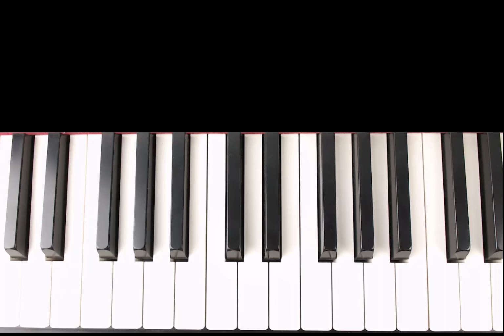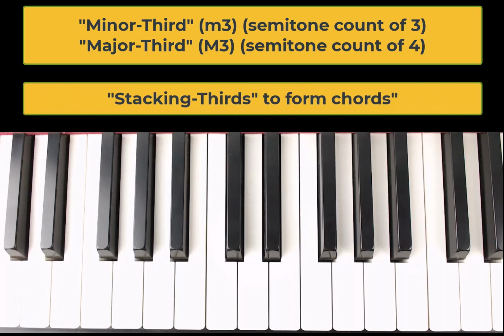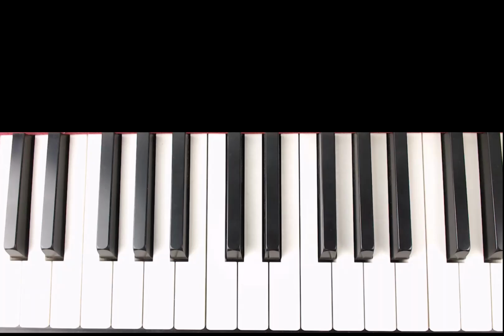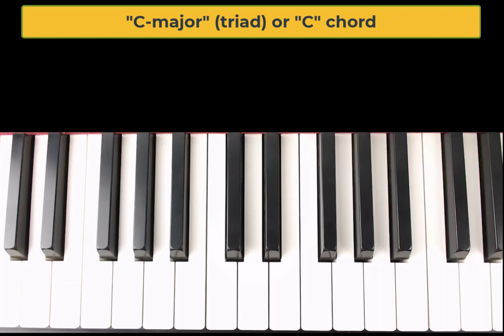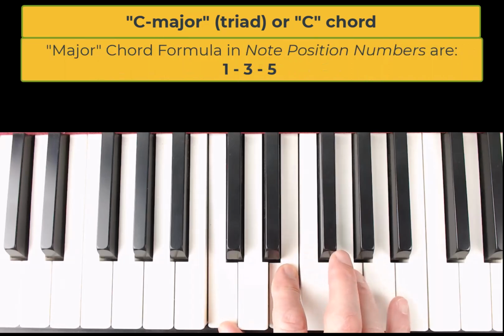As you are about to see, the minor third note interval is a semitone count of 3, and the major third note interval is a semitone count of 4. Some music professionals refer to these, quote, third intervals as stacking thirds to form chords, although I still prefer semitone counting. Let's start at the home base of all chords, the C major triad chord that we have now seen many times. Again, remember most musicians simply call it a C chord. So the C major chord is formed with the note position numbers 1, 3, 5.